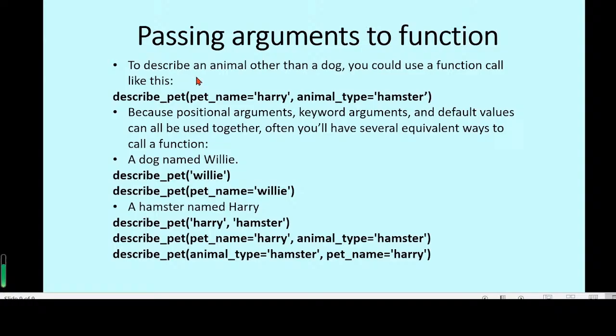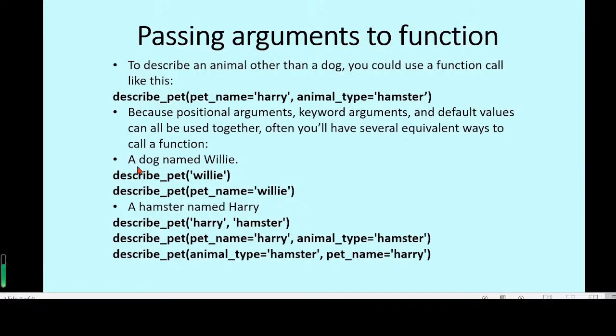And to describe an animal other than a dog, you could use a function call like this. So if we describe a pet, but the pet is not a dog, we have to input pet name is Harry and animal type is hamster. Because positional arguments, keyword arguments, and default values can be used together, often you will have several equivalent ways to call a function.